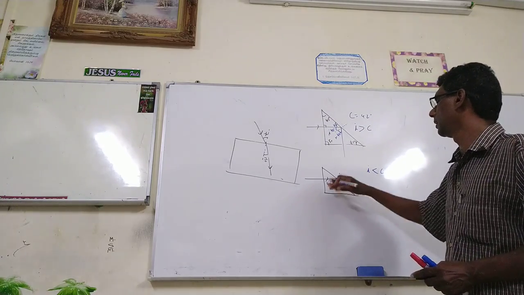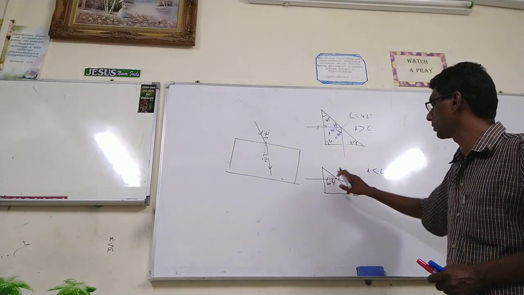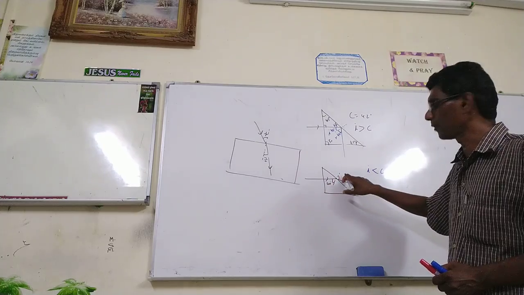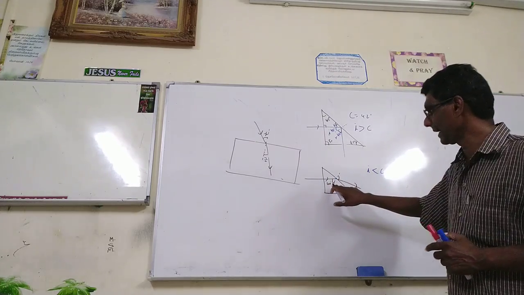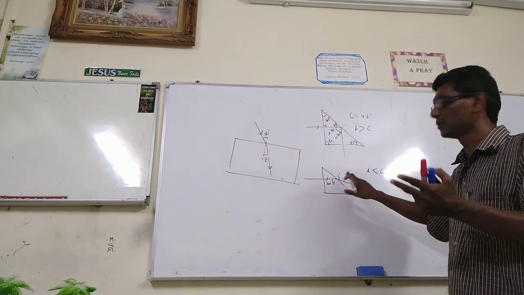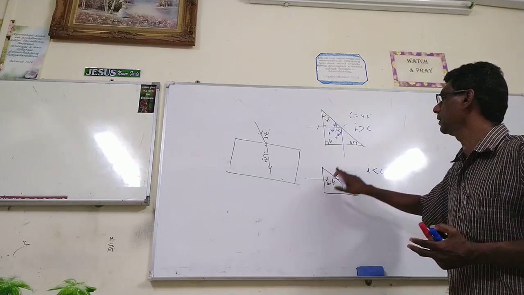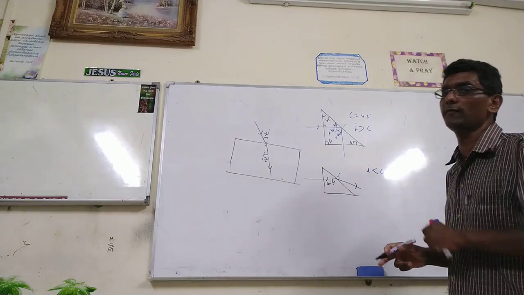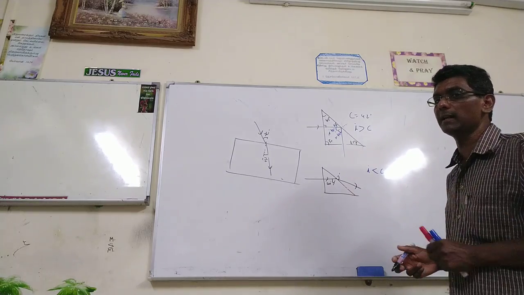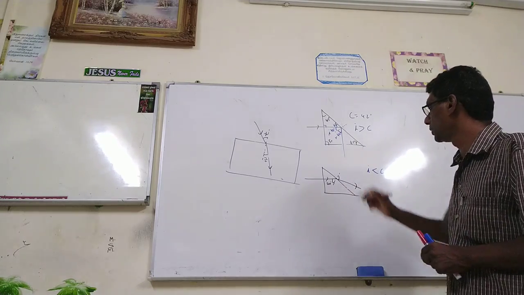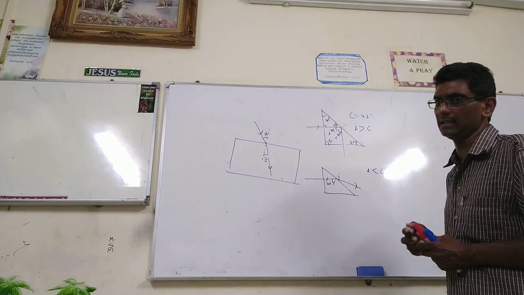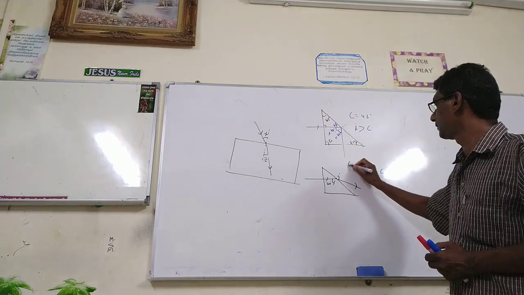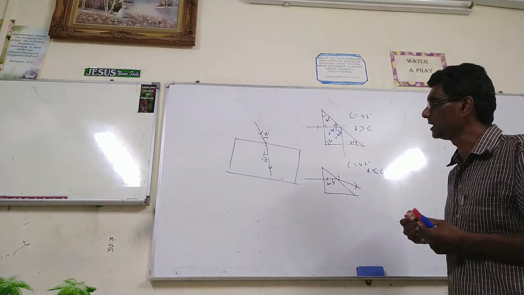We call it away from the normal, because the light ray is passing through the lens and coming out into the air. So it goes from higher density to lower density, the air, and the light is refracted away from the normal. So this is I less than C, I is 40 degrees, and C is 42.